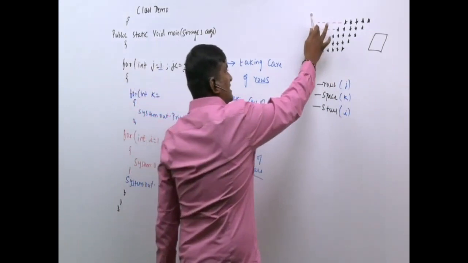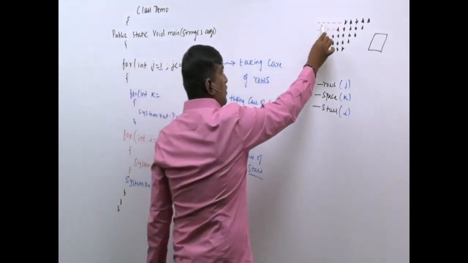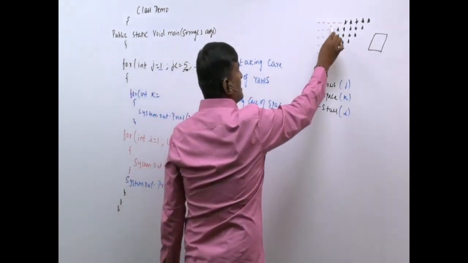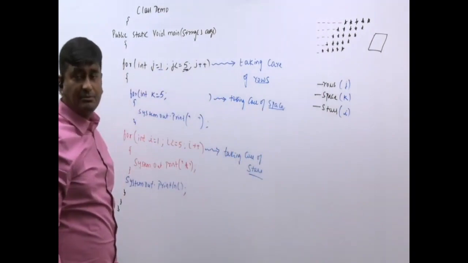First, you look at the first line. In the first line, how many spaces are there? 5. See here, in the first line, totally 5 spaces are there. That you write it. So k is equal to 5 like this.